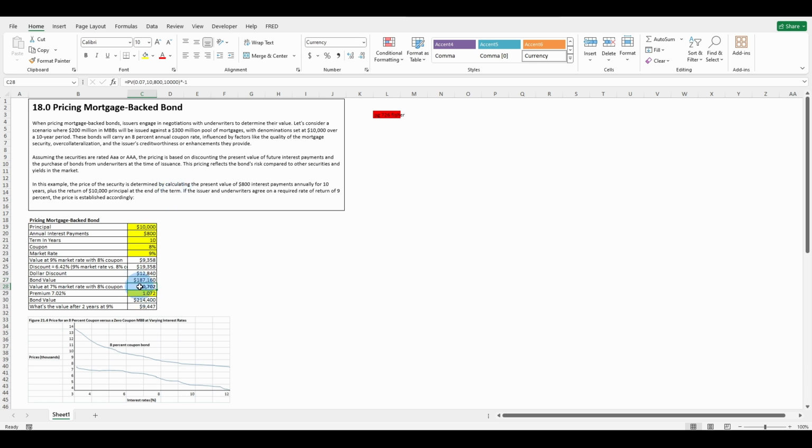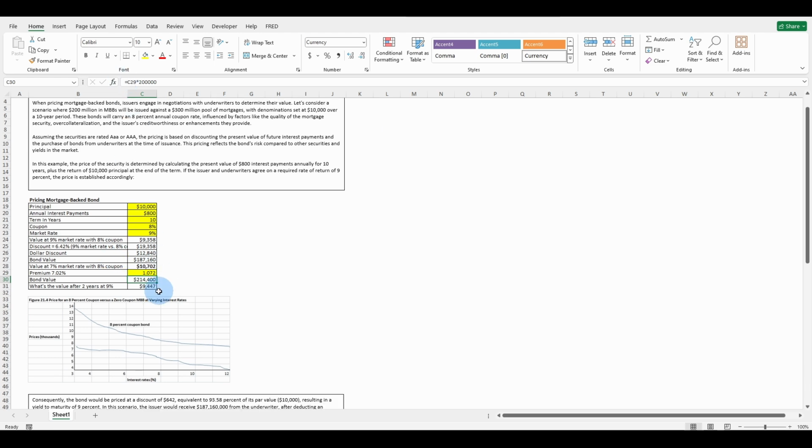How about 7%? We have this nice 8% deal, but interest rates dropped. Reverse relationship. So what's going to happen? This 200 million is going to be selling for a premium. From this 187, it's amazing what a percent interest rate will do. From 187 million to 214.4. How do we work that? Just go through and do the same format.